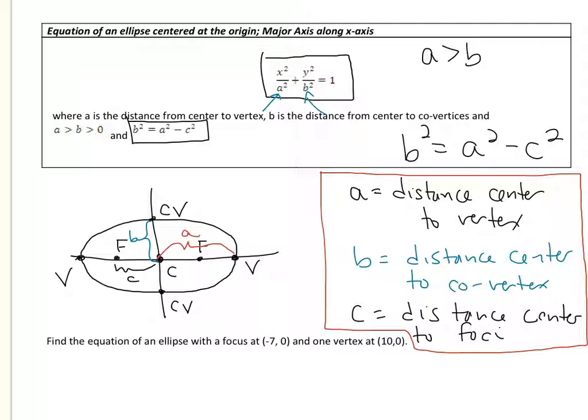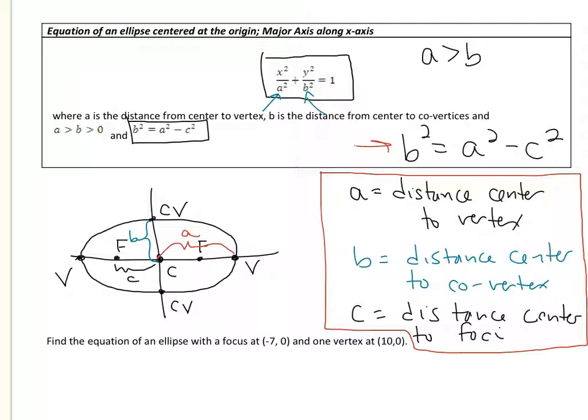And then when you're actually dealing with this, you're really just counting from the center to the vertex, or center to co-vertex, or center to wherever it may be. But you're trying to figure out from the equation what these A and B are, and then based on this equation, you can find C. Or if you have any of them, you can find any of the others.